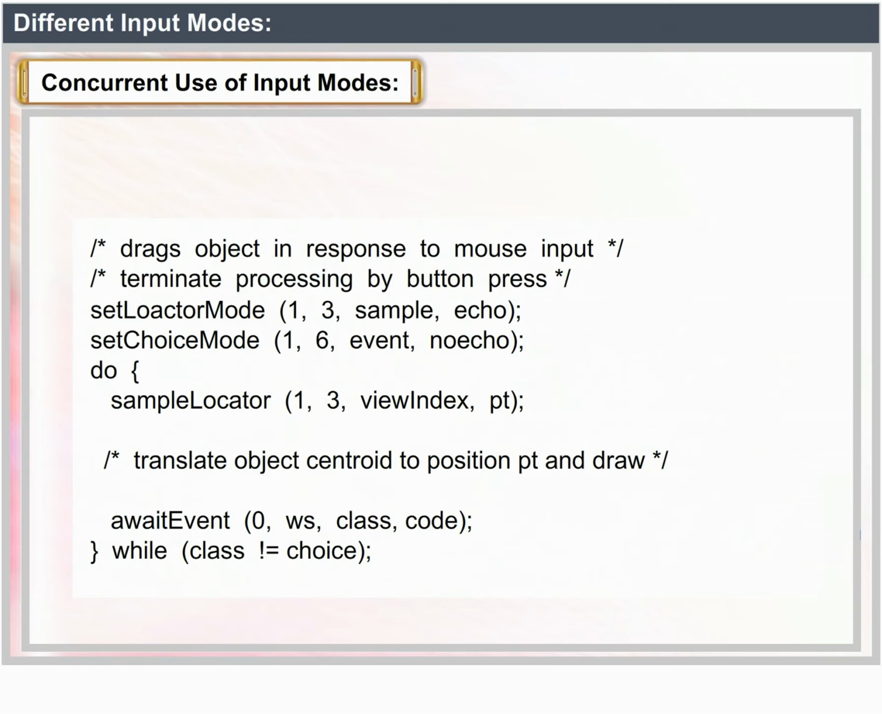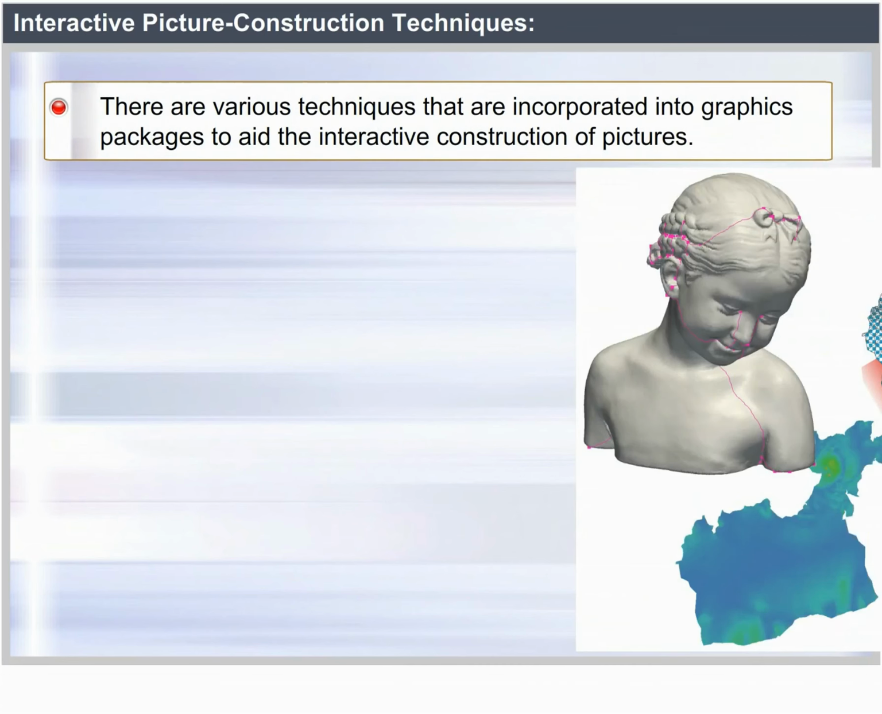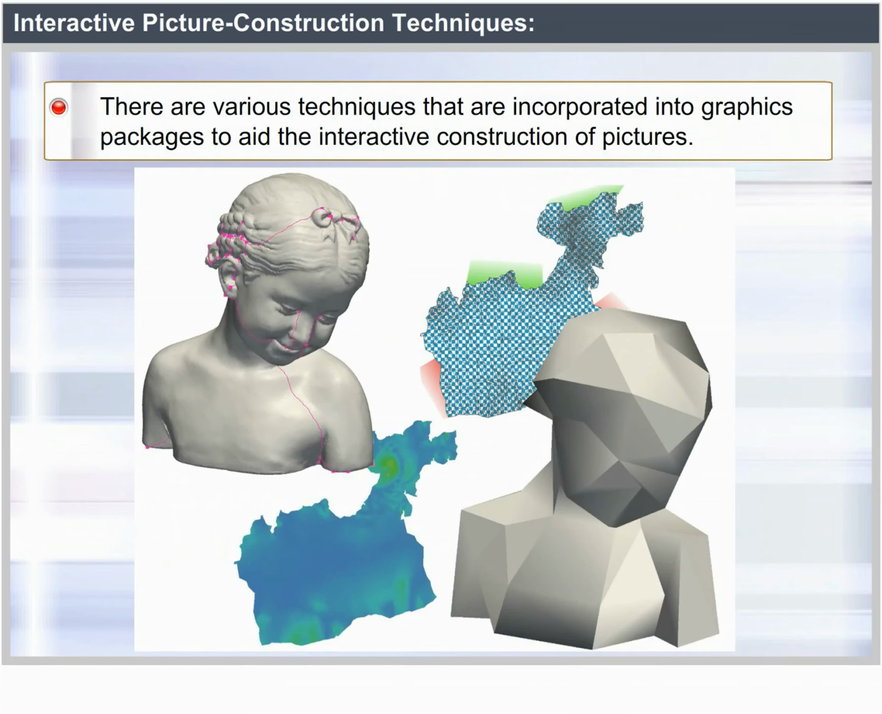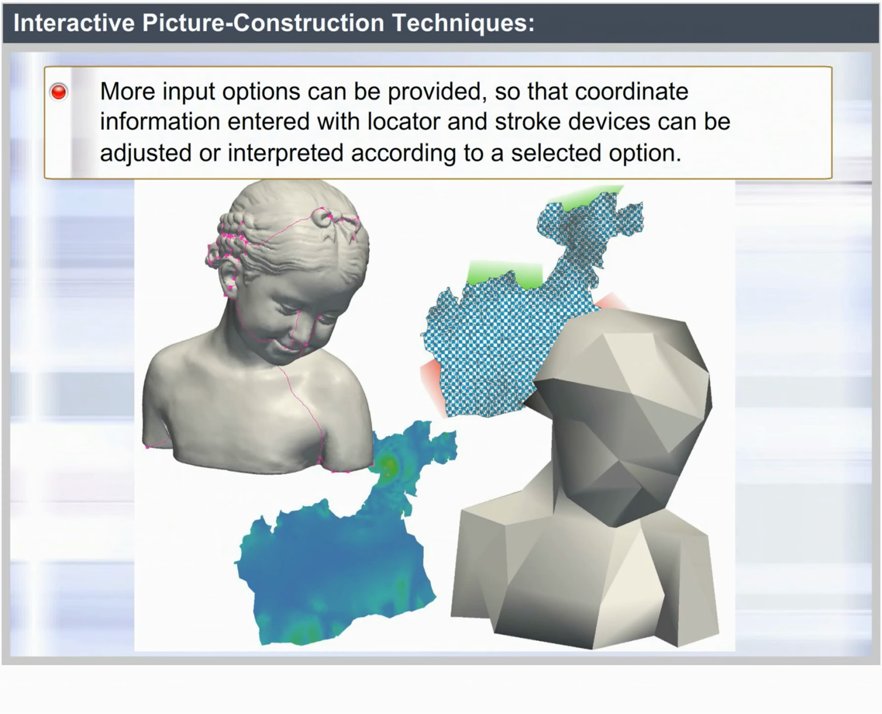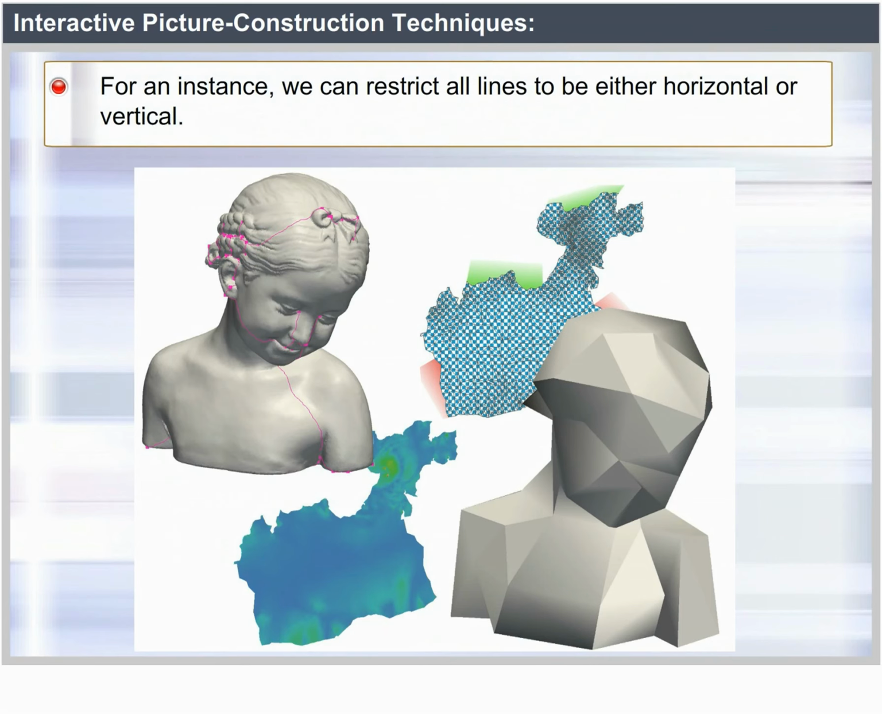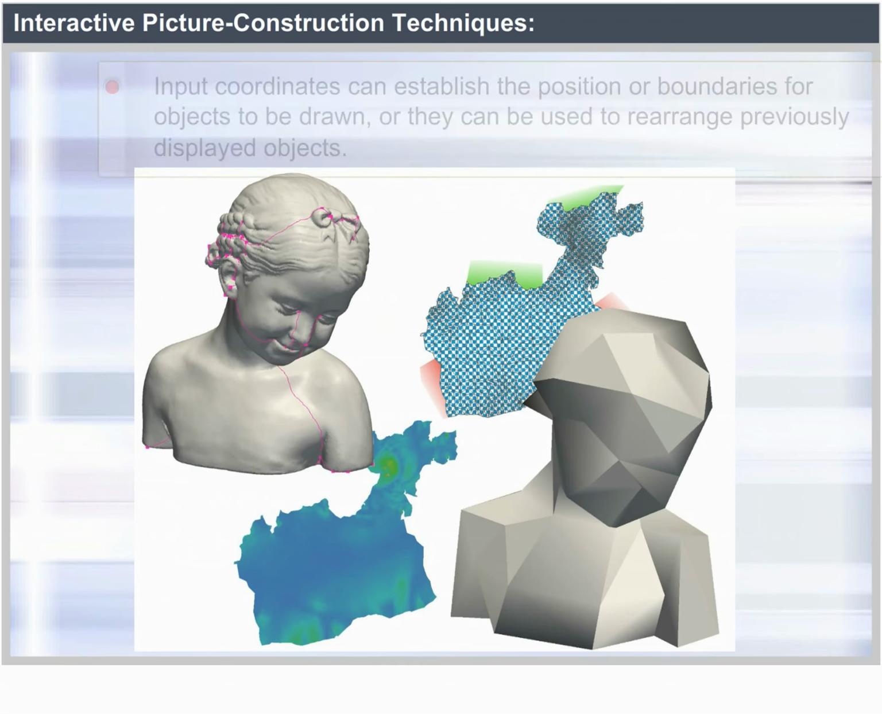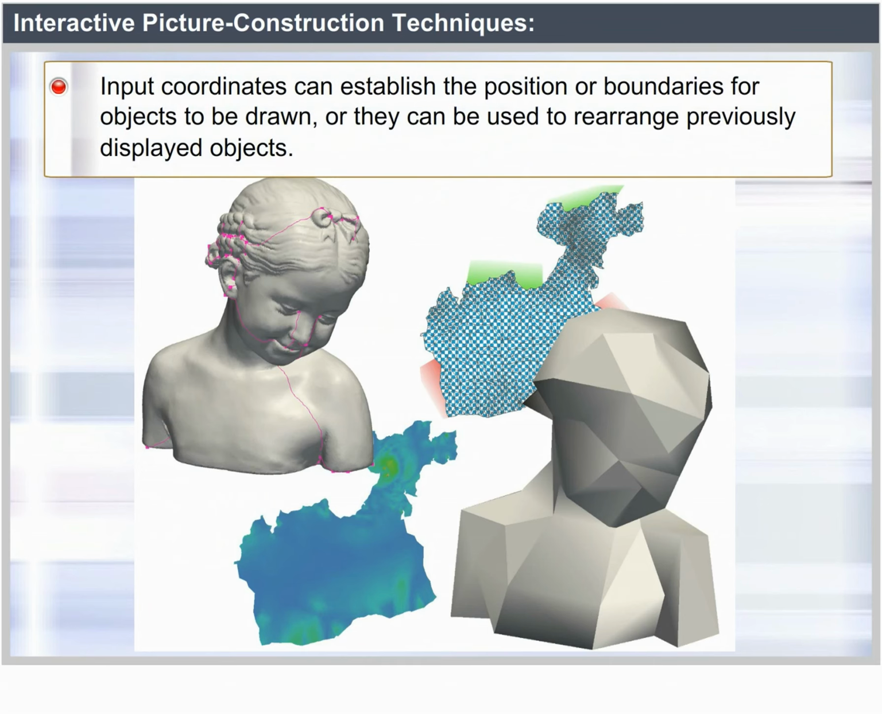Interactive picture construction techniques. There are several techniques that are incorporated into graphics packages to aid the interactive construction of pictures. Various input options can be provided so that coordinate information entered with locator and stroke devices can be adjusted or interpreted according to a selected option. For example, we can restrict all lines to be either horizontal or vertical. Input coordinates can establish the position or boundaries for objects to be drawn, or they can be used to rearrange previously displayed objects.